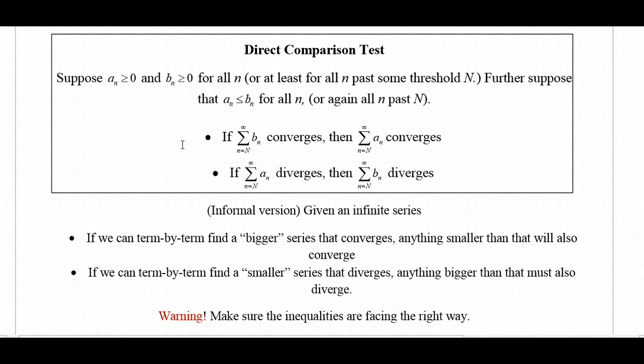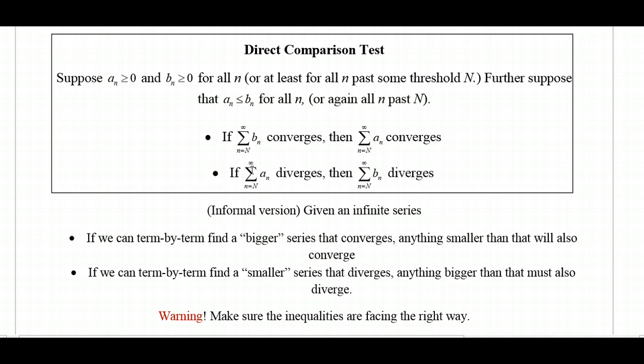So the direct comparison test has two parts. It says that if the sum from n equals capital N to infinity of b sub n converges, and remember, we were assuming that b sub n is the bigger one, then the sum of the infinite series with a sub n as the general term also has to converge. So if the bigger series converges, then it must be true that the smaller series converges, if term by term, a sub n was a smaller number than b sub n, again, past that threshold value N.